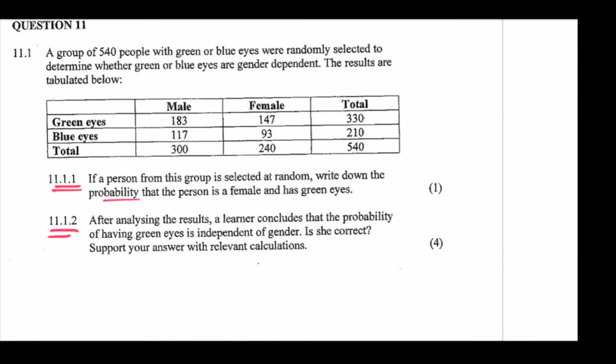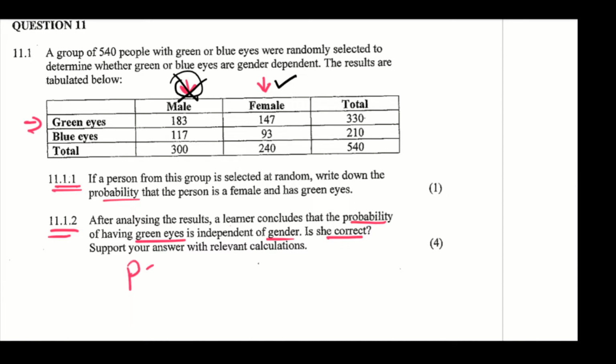Now 11.1.2 says that after analyzing the results, a learner concludes that the probability of having green eyes is independent of gender. Is she correct? So we need to prove that. We need to look at gender, which are these two, and eyes, which are green. But you need to consider only one gender. If you want to look at males, just look at males. If you want to look at females, just look at females. So I'm going to scratch the males and look at the female gender to solve this problem. You can either use the male gender or the female gender, you still get the same answer.